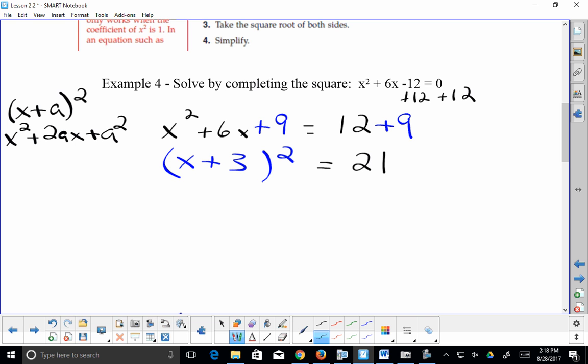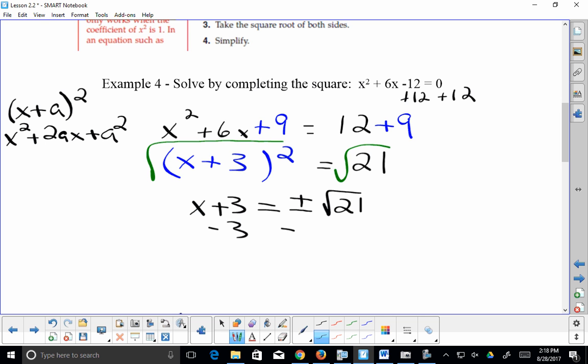Okay. So we take the square root of both sides again. We get x plus 3 equals plus or minus the square root of 21. Right, and then subtract 3 from both sides. And always put that constant before the plus or minus. Makes things simpler in the long run.